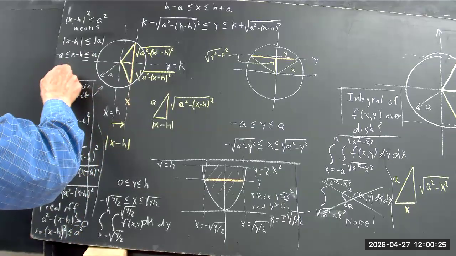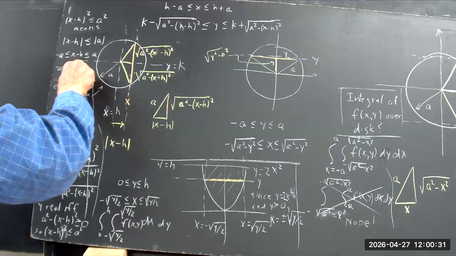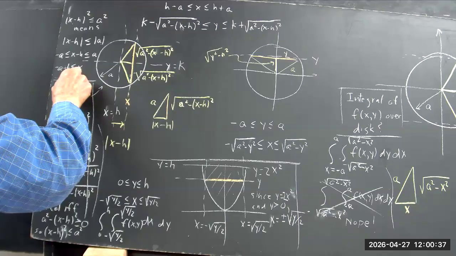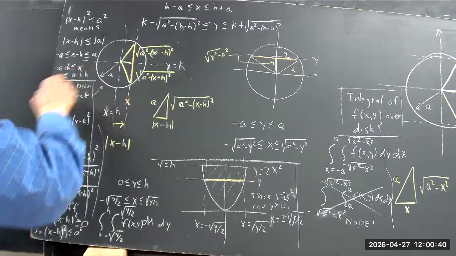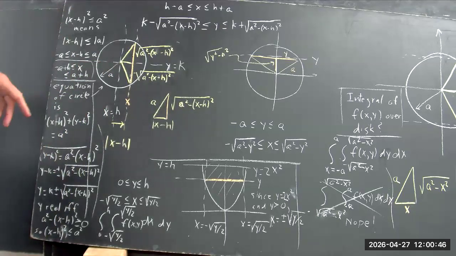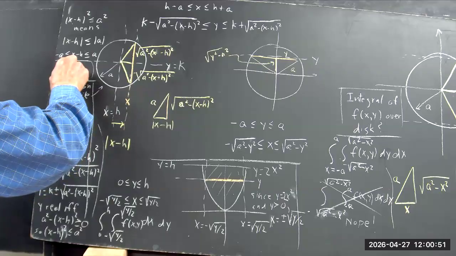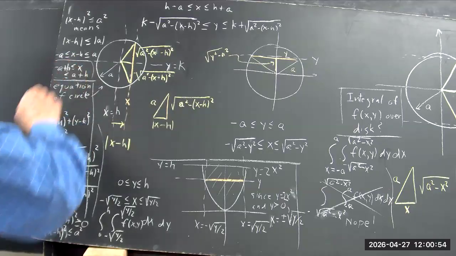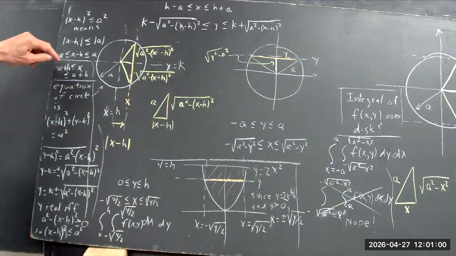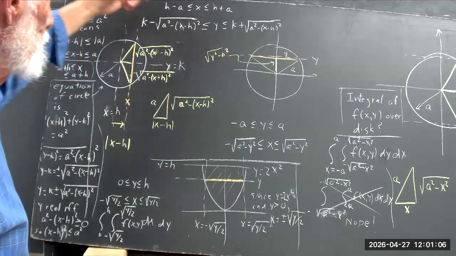And now I add h to both sides, I get negative a plus h less than or equal to x less than or equal to a plus h. And what I started to write down there was incorrect. This says the same thing as this, doesn't it? Of course, negative a plus h is h minus a, and a plus h is h plus a.